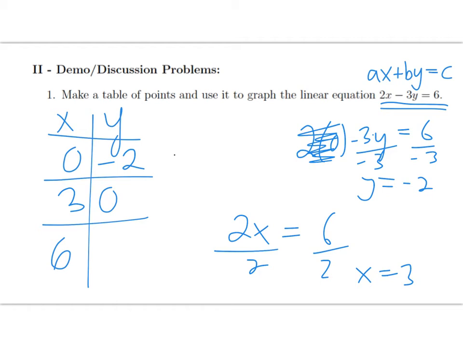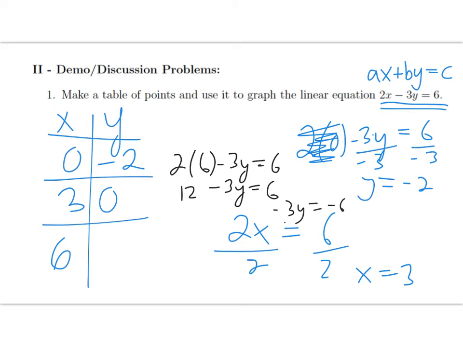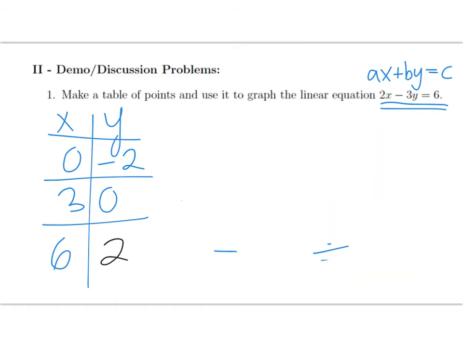Now, just for fun, just to show that you can plug in anything you so choose, let's make x be 6. 2 times 6 minus 3y equals 6. So you can really plug in whatever you want. You just might have some ugly fractional values, but that's okay. We know how to handle fractions. So now we just want to isolate y. We'll subtract 12 from both sides. We'll have negative 3y equals negative 6. We'll divide by negative 3, and y is 2. So now we know 3 points on our graph. Now that we have a nice table of values, we can graph this up.